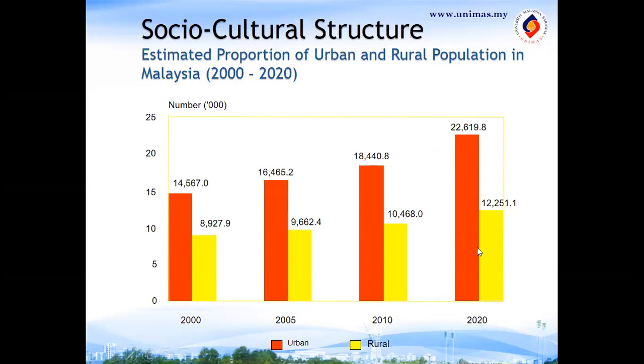So this is a form of structure, gitu, ya. So between urban and rural. Jadi masih, if you look at this in terms of proportion, I think there are now slightly more people, in terms of percentage, living in the urban areas compared to before. Okay.